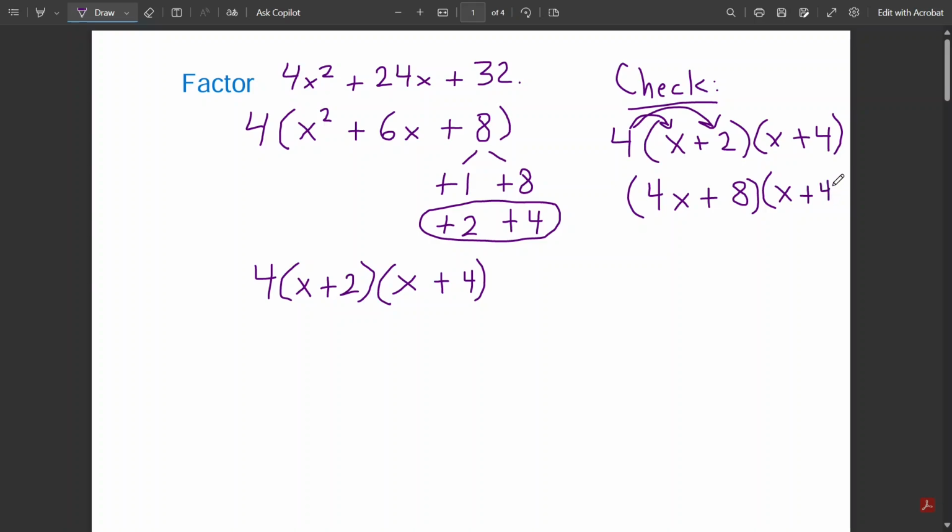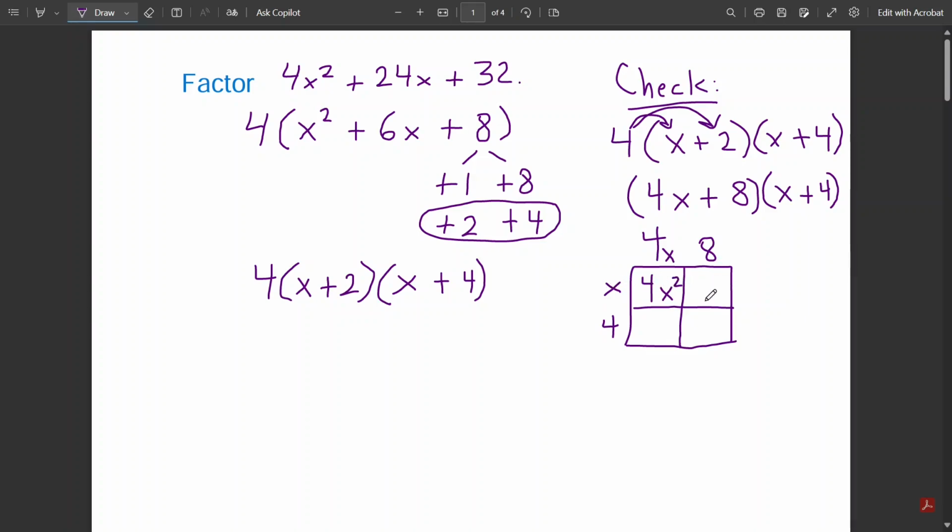Now there's multiple ways I can multiply these together. One way I like to show students is through a Punnett square here. So let's draw a Punnett square. And we'll do 4x and 8 and x and 4 here. And if I do 4x times x, I get 4x squared. So we're going to multiply, so 4x and x meet in this box. So we're going to multiply them together.